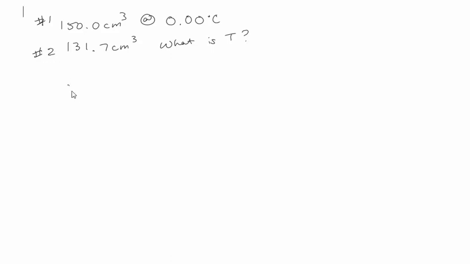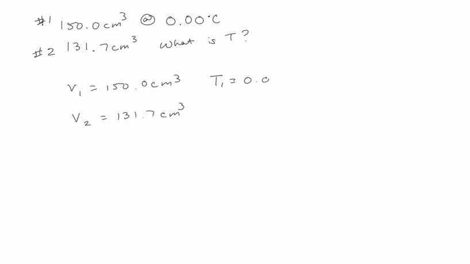But what do I do with this volume? This isn't liters. Well, the reality is, as long as your volume units are the same, your pressure units are the same, and your temperatures are in Kelvin, you can still do the calculation. So I can leave these units as they are. Now my temperature 1 is going to be 0.00 degrees Celsius, which I need to add my 273.15 to. So temperature 1 is going to be 273.15 Kelvin. Temperature 2 then is what I don't know.